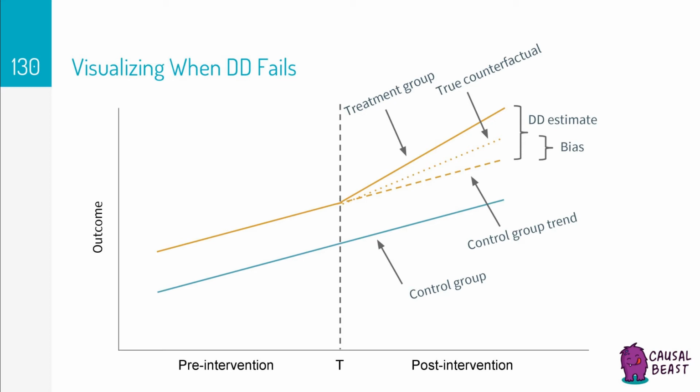As we see in the figure, outcomes for the treatment group grow faster than outcomes for the control group in the absence of the treatment, so using the trend for the control group as a counterfactual for the trend for the treatment group, leads to an overestimation of the treatment's impact.